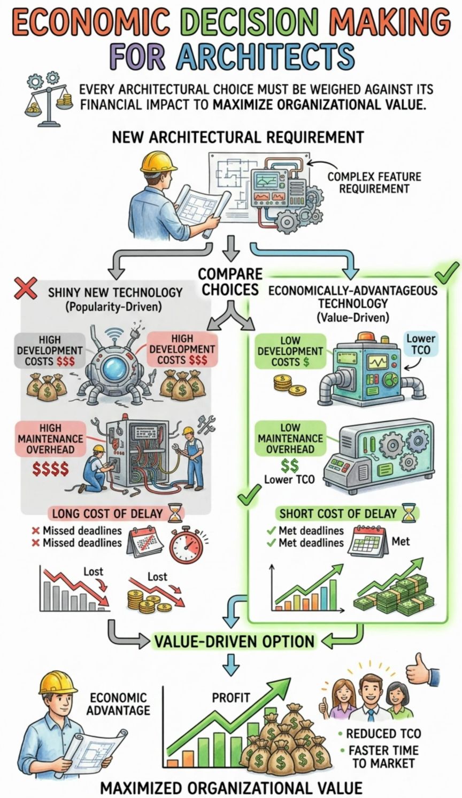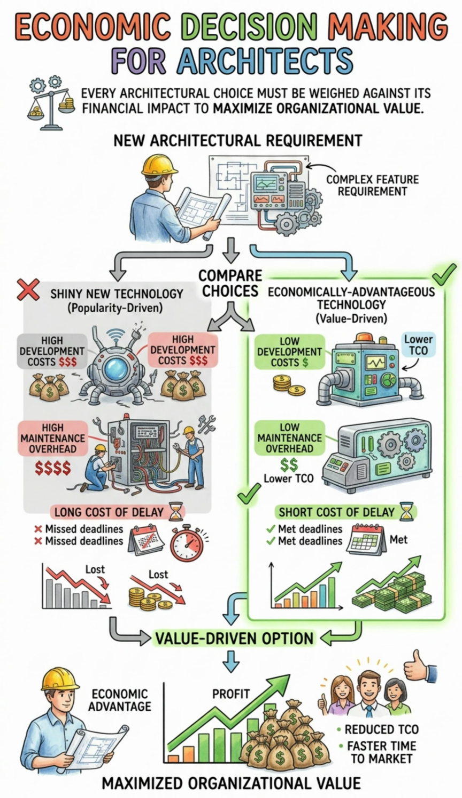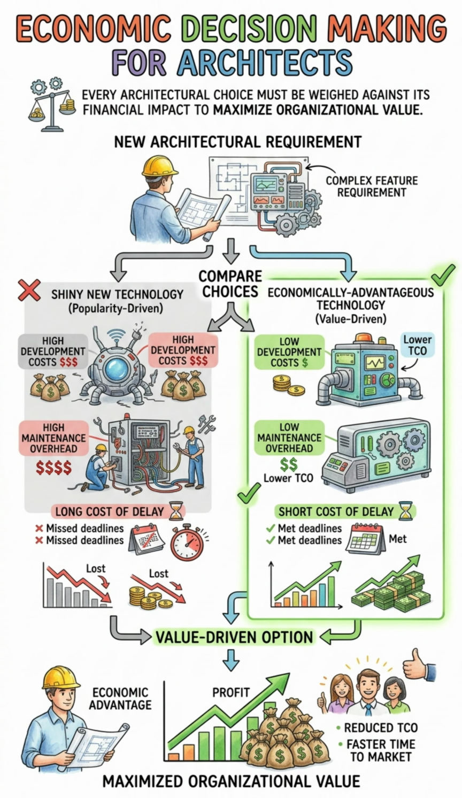The very first SAFe principle tells us to take an economic view. For an architect, this means every technical decision must be weighed against its financial impact, including development costs, maintenance overhead, and the cost of delay. You should never choose a shiny new technology simply because it is popular, but rather because it provides a clear economic advantage to the organization. Understanding the financial trade-offs of your architectural choices is a core competency heavily tested on the exam.